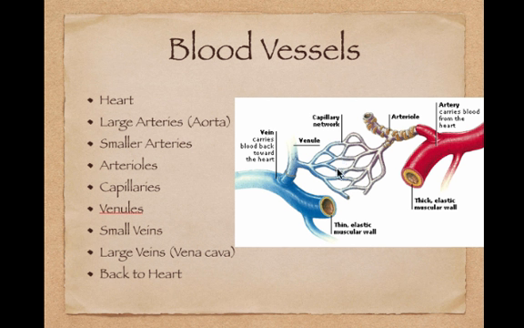So once the capillaries have delivered the oxygen to the tissues and taken up carbon dioxide, they are going to merge together, forming a venule. And venules then merge together to form small veins, which merge together to form larger veins. The largest vein is the vena cava, which directly returns blood back to the heart.